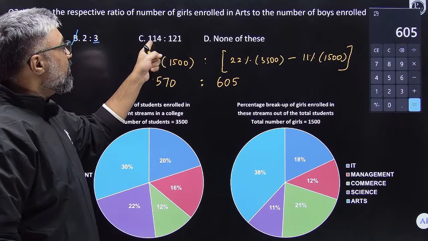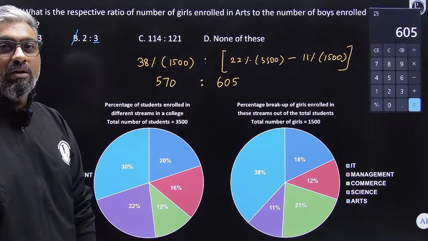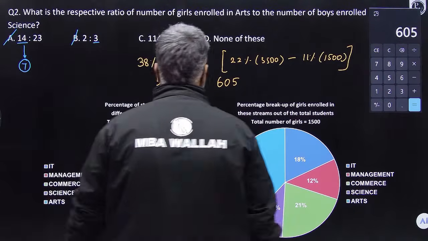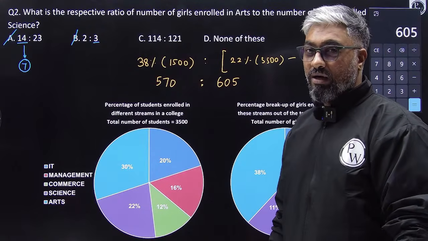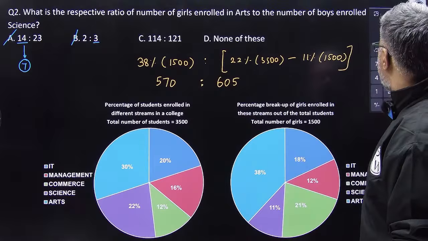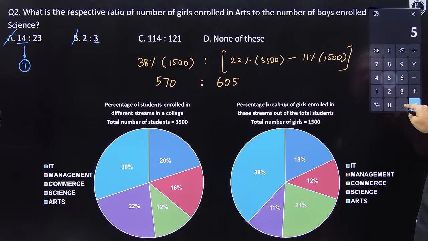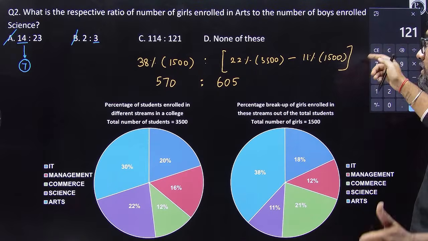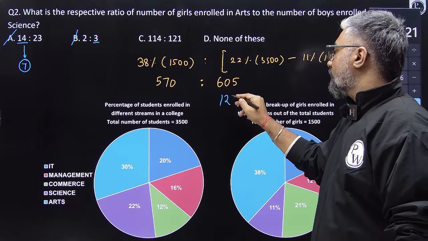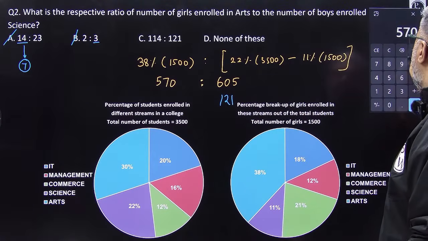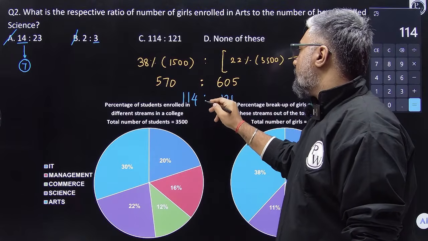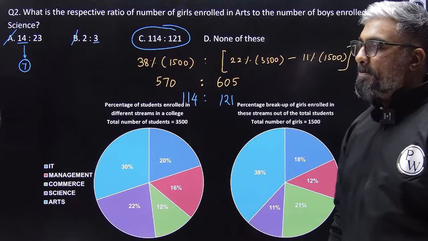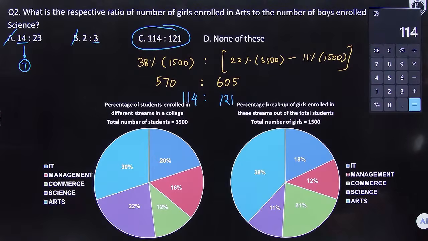Now with this option, 114 and 121, what can we notice? Look at this carefully. What number might we divide by to get 114 and 121? What are the chances? By 5? If I divide this 605 by 5, what do I get? 121, making sense. This 570 by 5, 114 is also making sense. So that's my answer, option C. Good to go? Shall we move on? Next question.